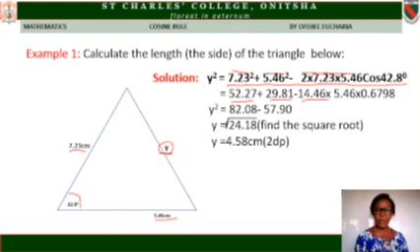Now, if you get to your log table as you have it in your hand, you see that cos 42.8 degrees will give us 0.6798. And when we multiply it with 5.46, we now multiply the other side together. The first side has plus, what is dividing them is minus. That first side will give us 82.08, minus the other side, which will give us 57.90. When we subtract, we have 24.18. And when we find the square root, we have y to be 4.58 cm to 2 decimal places.